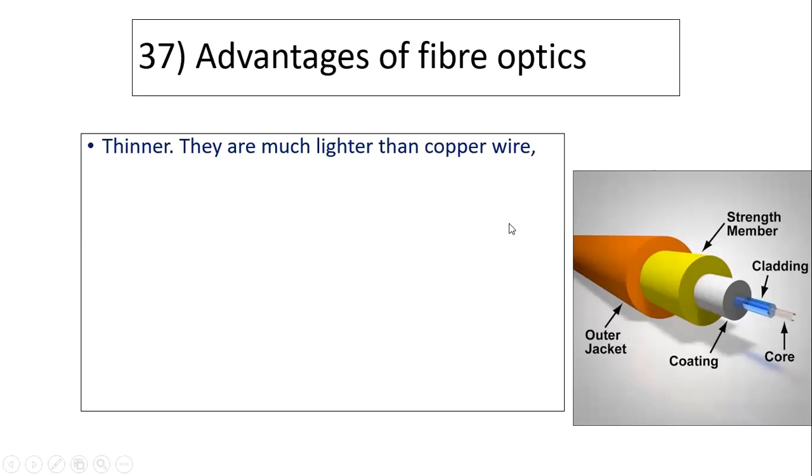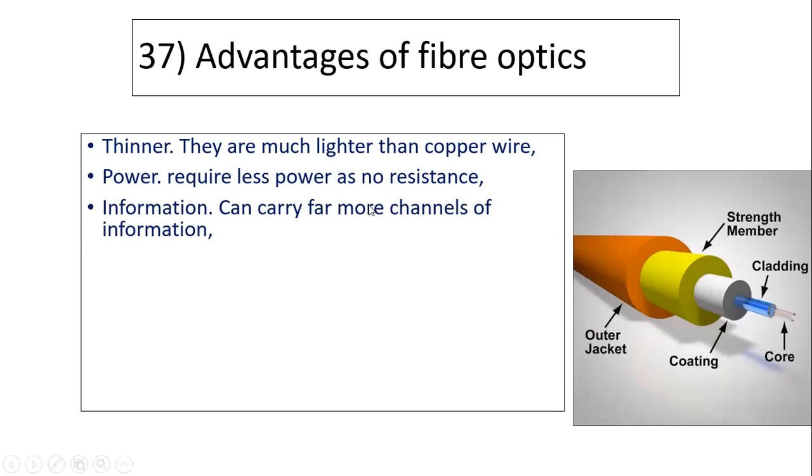Advantages: it is thin and much lighter than copper wire. If it's copper wire, the power loss is current I squared times R. But optic fiber is made of glass, so no I squared R. It requires less power as there is no resistance, so less power is dissipated. It can also carry far more channels of information. That means it can carry more information.